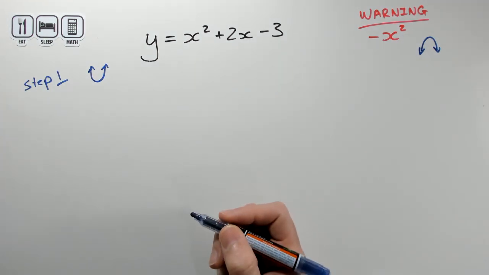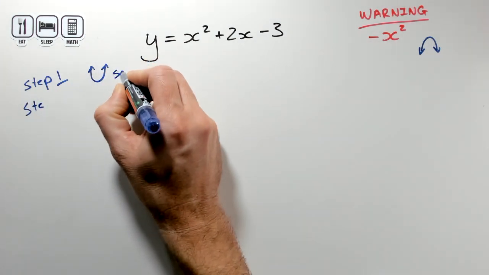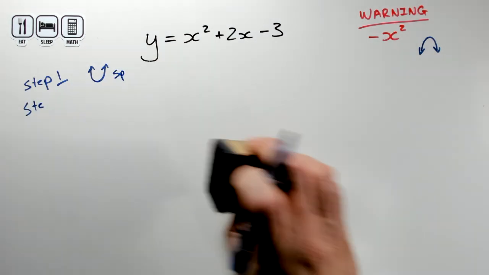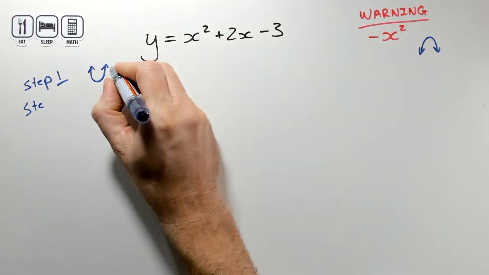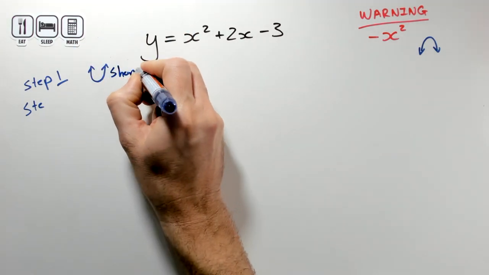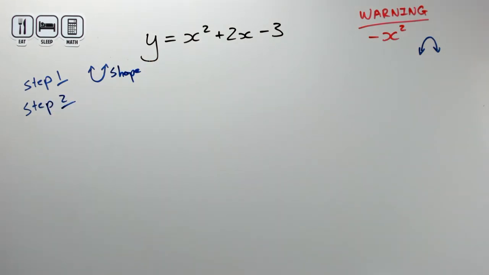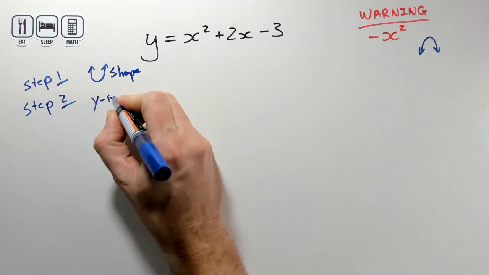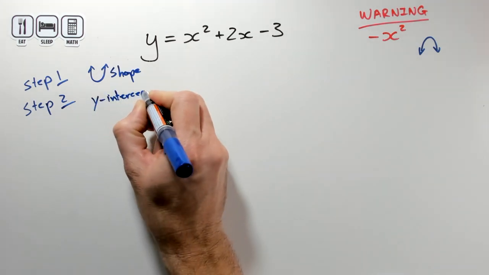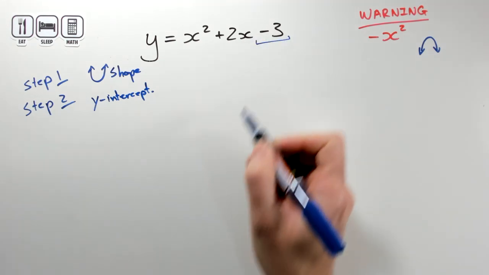The second part is step 2. So let's make step 1 the shape. Ooh, if I can write and spell shape, that would be nice. So step 1 is going to be knowing the shape. Step 2 is going to be finding the y-intercept. And that is actually the easiest thing because it's just this number.